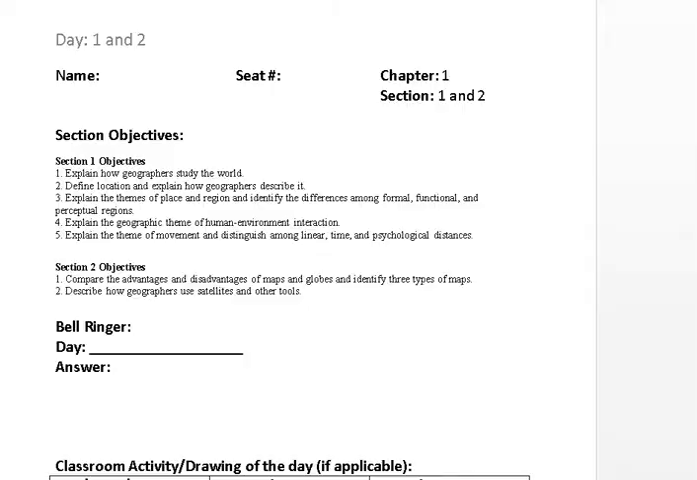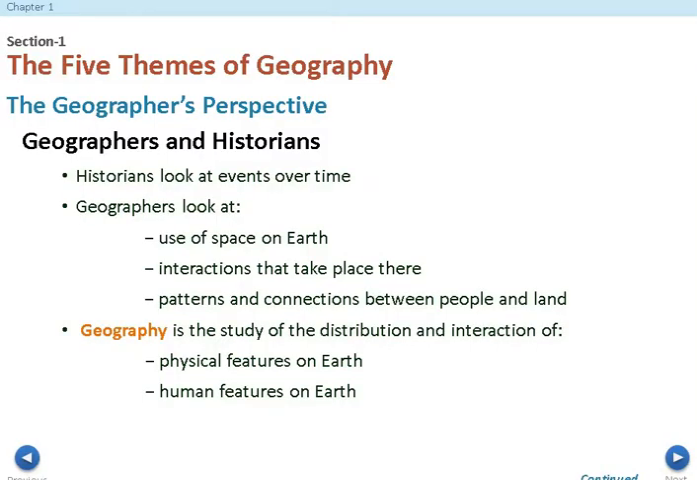So the first thing that we're going to look at today is what geography is. Historians have looked at events over time, but geographers are going to use space on Earth. They're also going to look at how we interact with space and place, and we're going to look at patterns and connections between the people and land.